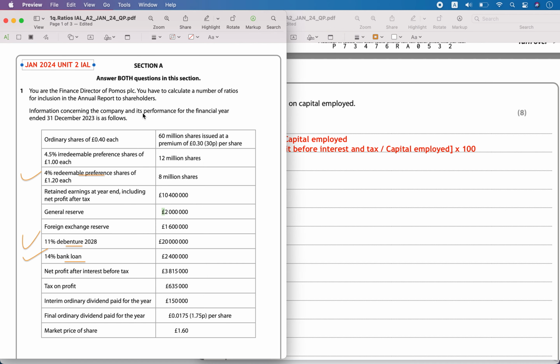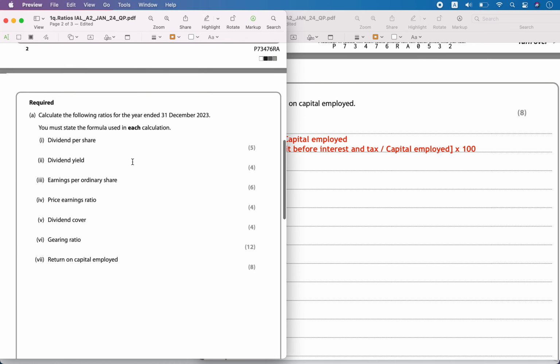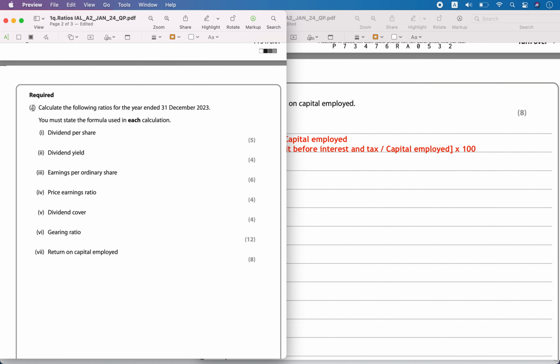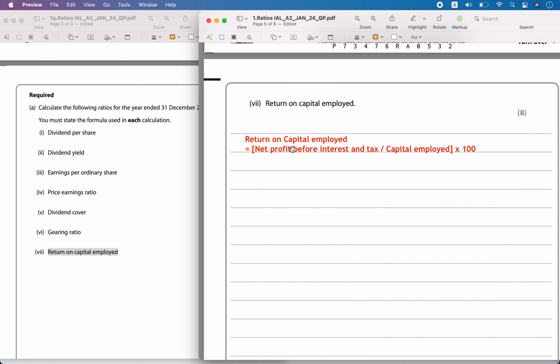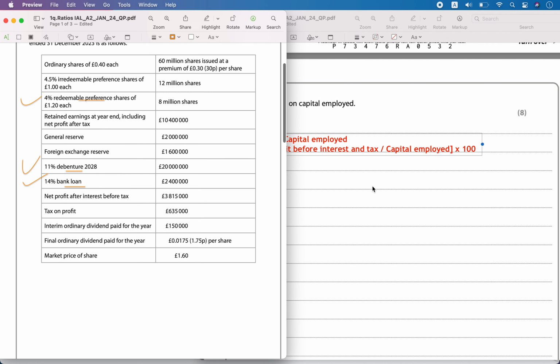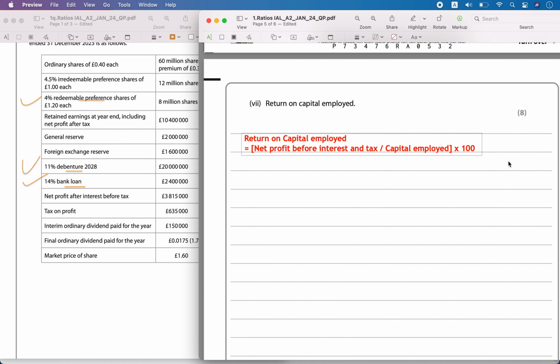Hello, today we are solving the Jan 2024 Unit 2 IAL paper, question number 1, part A. Subpart 7 is return on capital employed. We have to calculate return on capital employed. We will take the net profit before interest and tax divided by capital employed times 100. So we will have to include that and calculate.